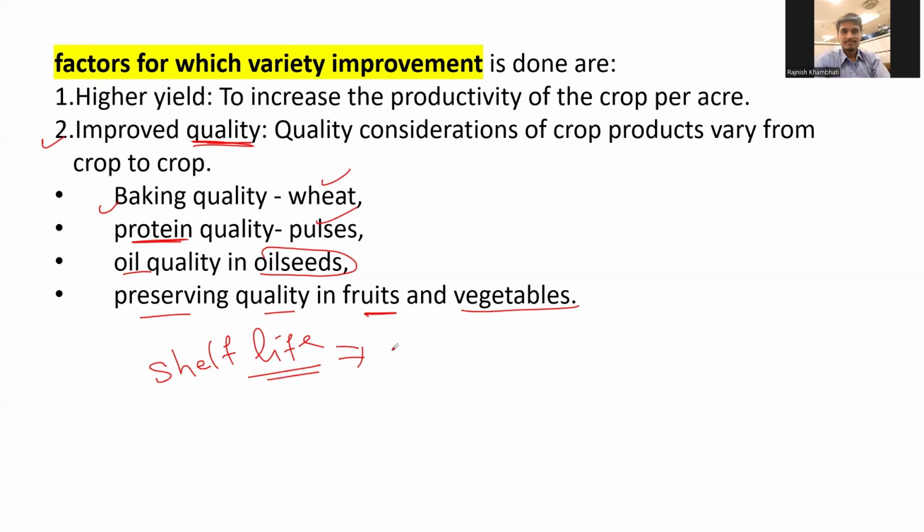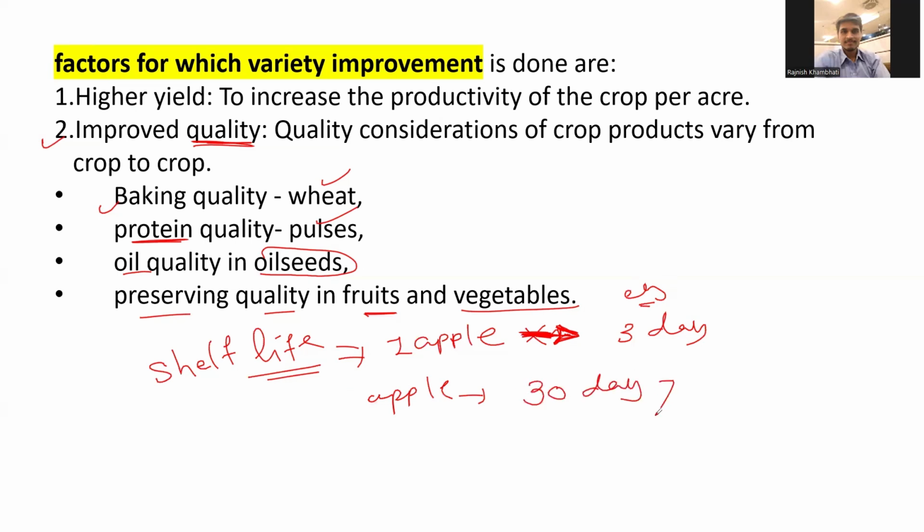So, for example, you know that one normal apple, how many days can it remain fresh or eatable? Let's say, for example, 3 days. Okay. But right now I am able to develop the apple so that apple can live up to 30 days. It can remain fresh for 30 days. And these 30 days will allow me to sell in far away area.